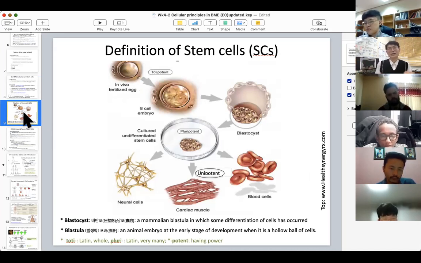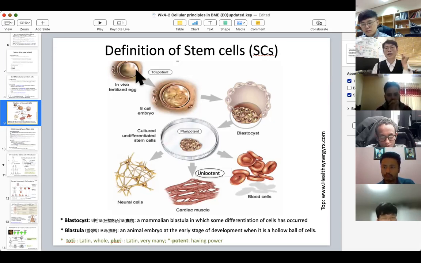So then let's talk more about, so what are the stem cells? We need to understand the definition of stem cell first. As we discussed, a fertilized egg, which comes from sperm and egg through sexual reproduction, can become the whole organism. So this has the potential to become everything in your body. That's why we name it totipotent. Toti means total, right? That's from the Latin for whole.